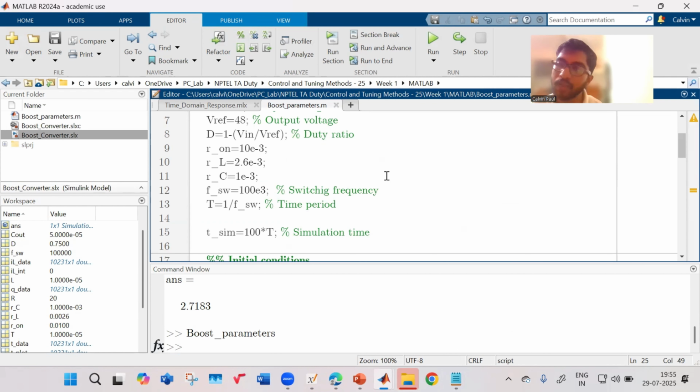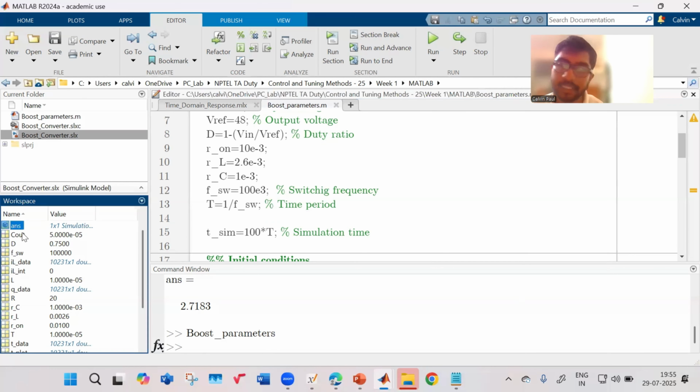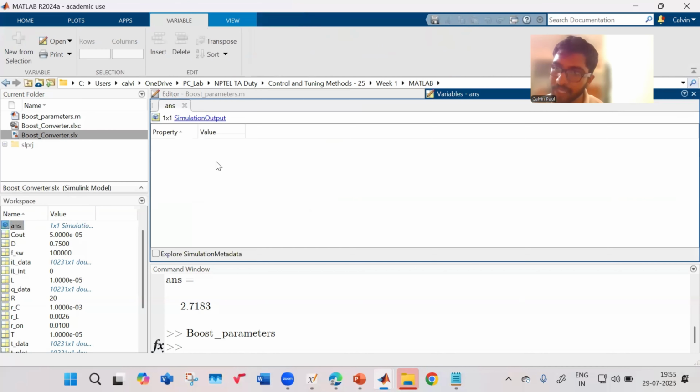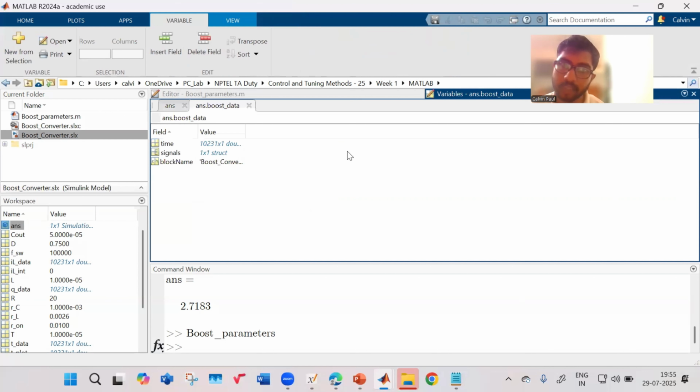Okay. So now that data has come into the workspace. It has come in this answer thing. If you click this answer, it will open that variable, and it is a written simulation output. This boost_data is what is given. Now we will open boost_data. There's an option of time and an option of signals.